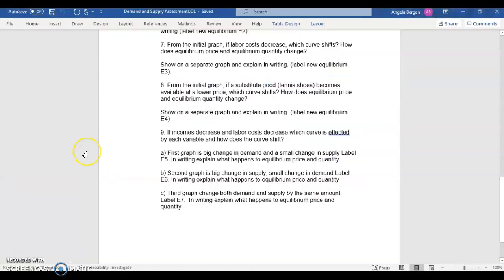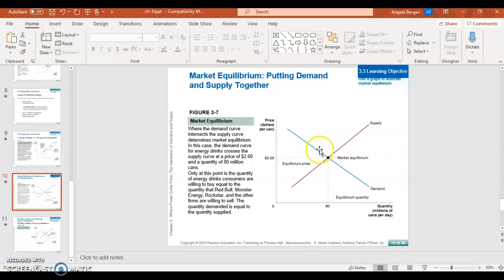And on the last question, if income decreases and labor costs decrease, which curve is affected? So if income decreases, you know the demand curve will decrease. And if labor costs decrease, the supply curve will increase. So you want to show both of those shifts on the supply and demand curve. So again, start with the equilibrium here. Show the demand curve decreasing and supply curve increasing to show you the new equilibrium right here.